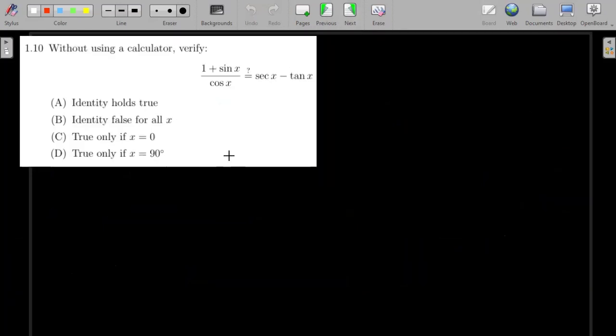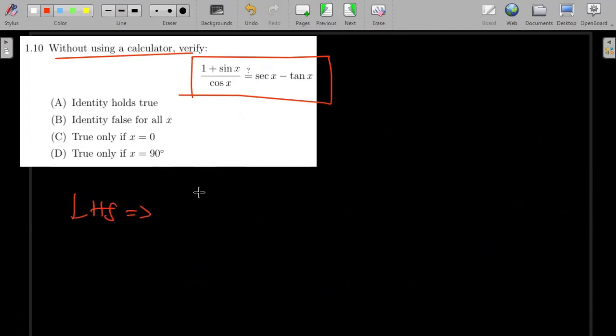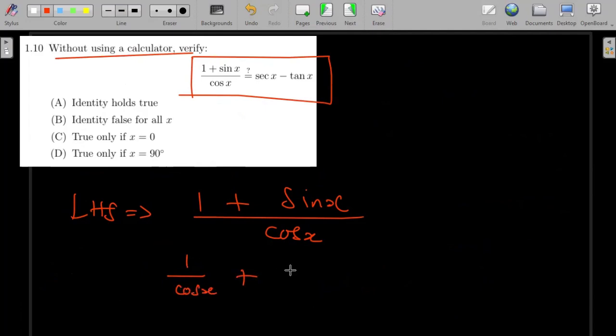All right, let's look at question 10. Here they're saying, without the calculator, verify, is this identity true? Now look at what we have on the left-hand side: 1 plus sine x divided by cos x. We can distribute this cos x to the 1 and sine x. So I can say 1 over cos x plus sine x over cos x. But is it true that this will be equal to sec x minus tan x?